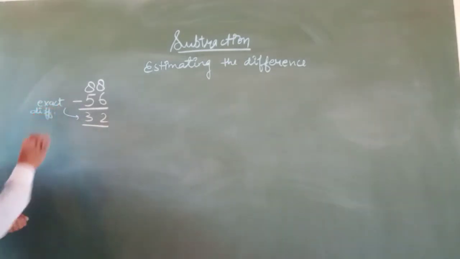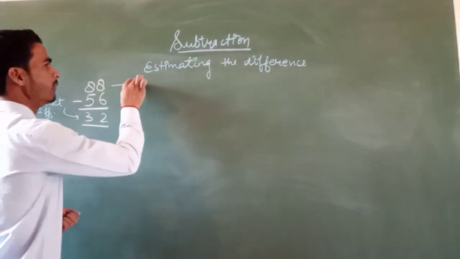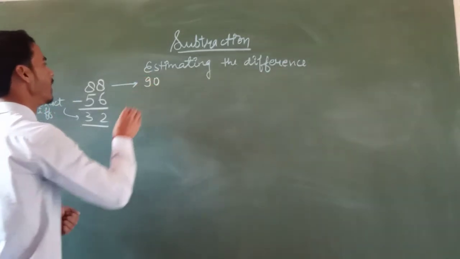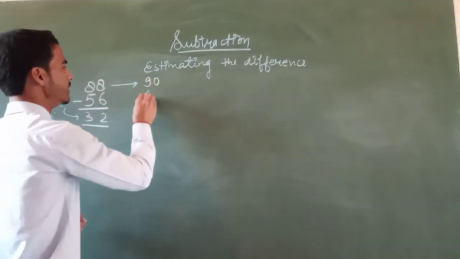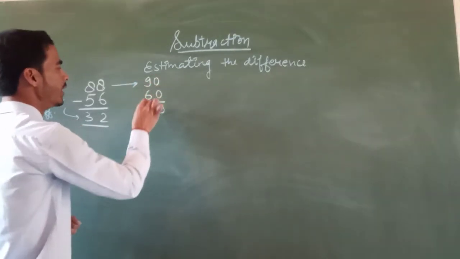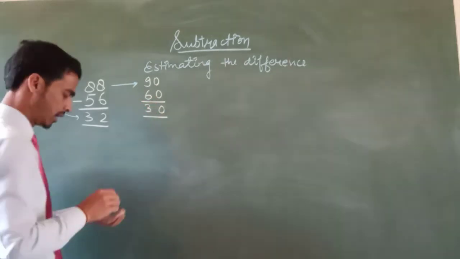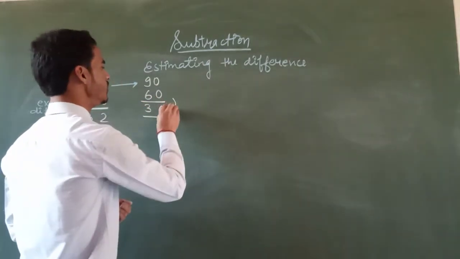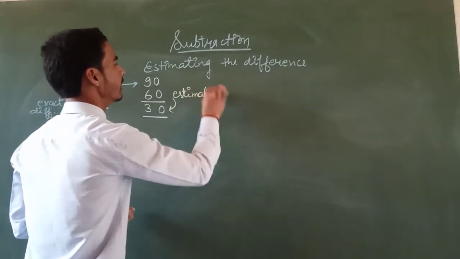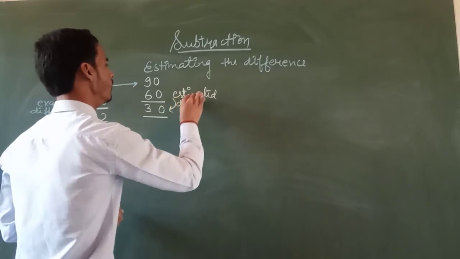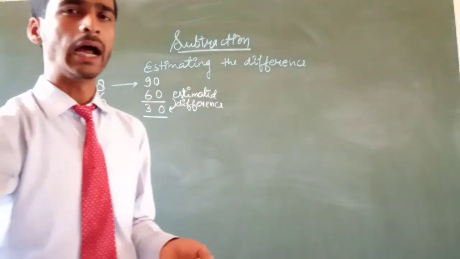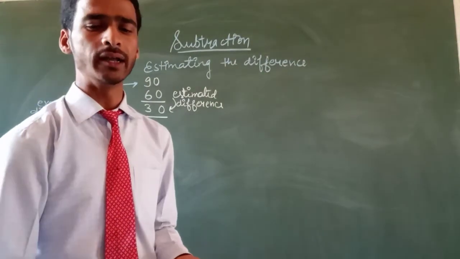And when we round off 88 to the nearest 10, that will be 90. And when we round off 56, that will be 60. And when we subtract, 0 minus 0, 0. 9 minus 6, 3. That is 30. And that is the estimated difference. Okay. Let's take another example, and we have to round off to the nearest 100.